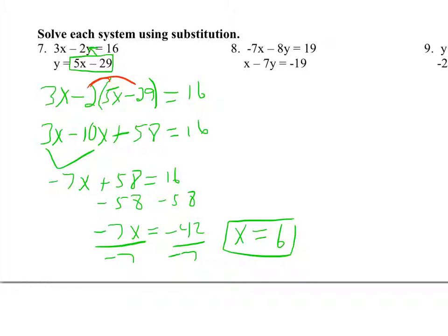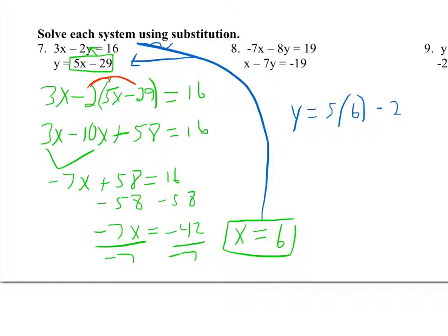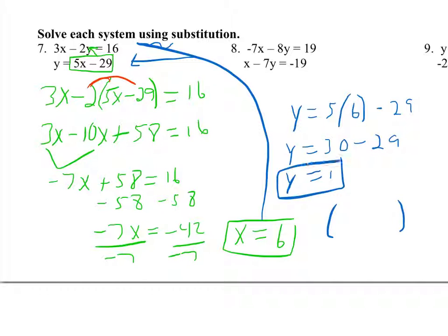Again, we're looking for a coordinate, so now we take that information and plug it into either of the other two equations, and the one best suited would be the one that's already solved for y. So y equals 5 times our new x minus 29. So y equals 30 minus 29. Y is equal to 1. So our solution is 6 for x and 1 for y. And this ends our video 1 for Unit 2 Review Help.